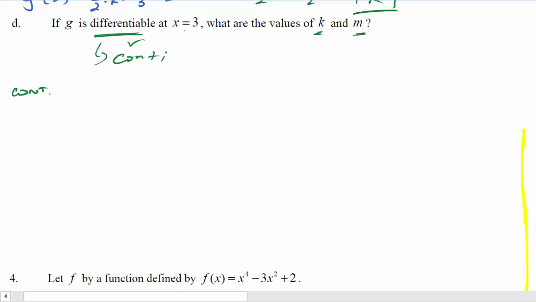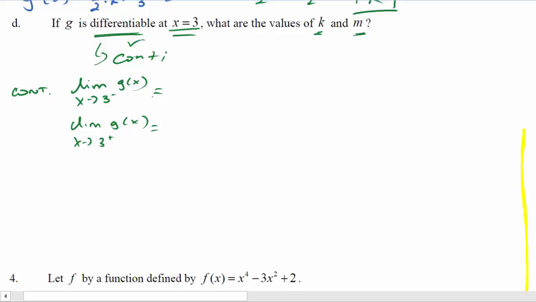Continuity comes, and this is again at x equals 3, from limits as x approaches 3 of g of x from the left side and g of x as x approaches 3 from the right side. Now I don't have to prove differentiability. It says if g is differentiable, so I know it's continuous. I'm not proving anything. I'm just using the definition to help me.